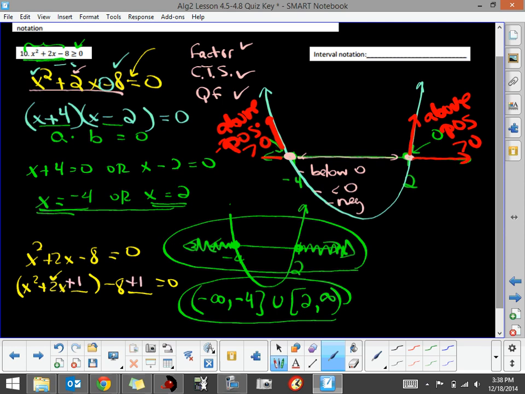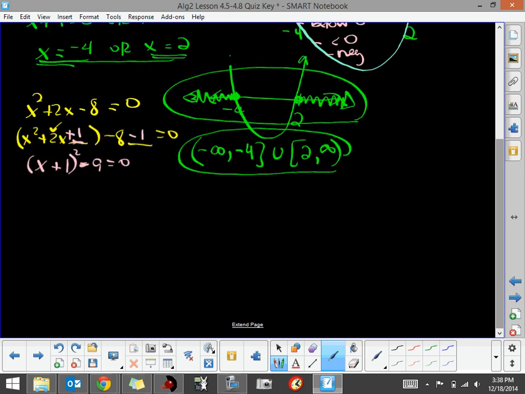Take that back. I don't want to add 1 there. I want to balance it. So this is plus 1, so I want to subtract 1. Now it is x plus 1 squared minus 9 equals 0.